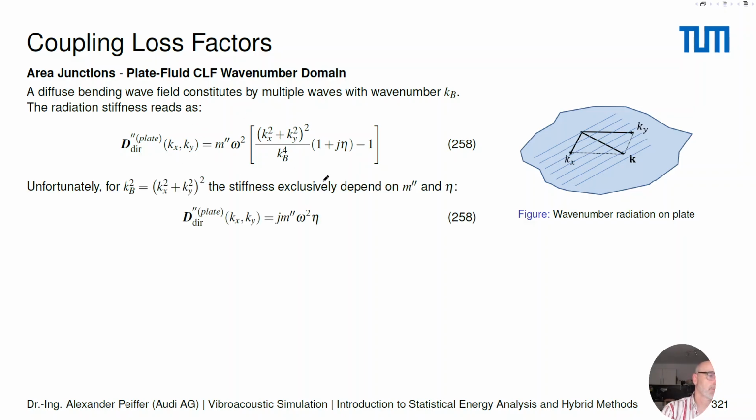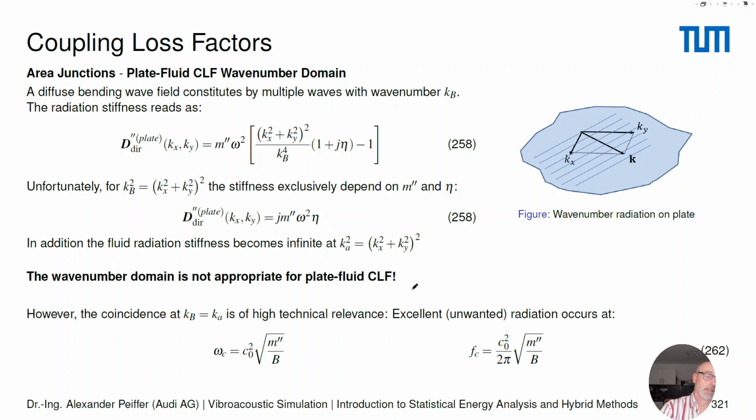That's the radiation stiffness of the plate. So again, we mentioned that we are in trouble if this fits the bending wave number, and then we have to use this expression for the imaginary part of the plate. And in addition, that's the other story, when the acoustic wave number fits this wave number expression, we also have an infinite radiation stiffness in the air part. So adding all together, we have a zero situation in the plate, we have an infinite situation in our fluid domain. So again, it's a pity we cannot use this formulation for the plate fluid coupling loss factor.